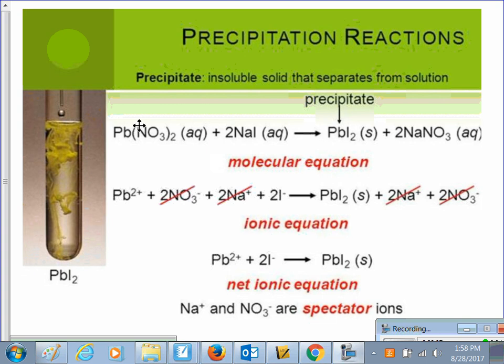If you were to react lead 2 nitrate and sodium iodide, you'd quickly see a yellow precipitate form, and that yellow precipitate would be the thing that captured your attention. And so if we want to show what's going on in a reaction, but we want to show the important stuff that's getting formed, the important product, then we want to show just the precipitate.